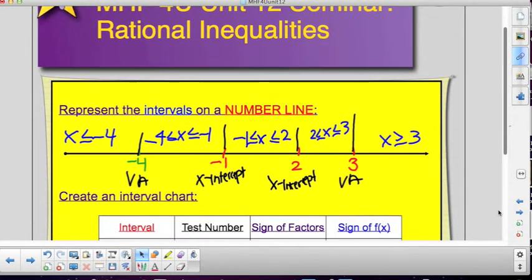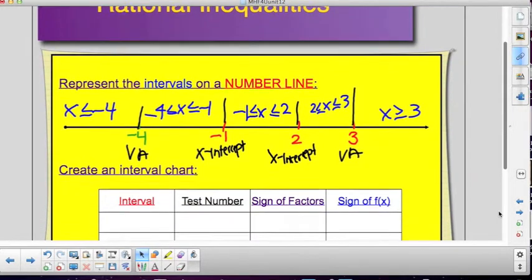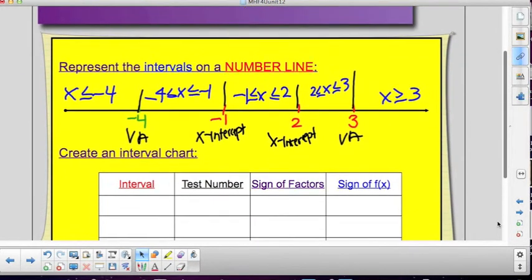And finally, I want to sketch my graph. I want to know what my graph looks like.